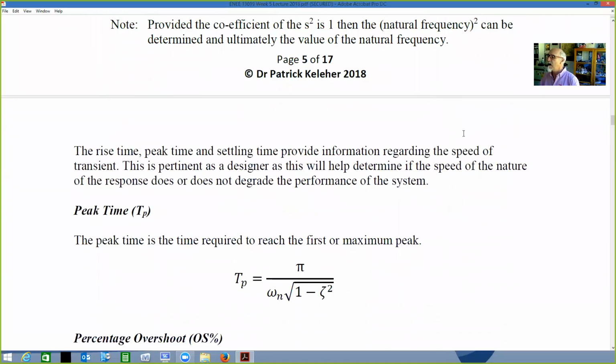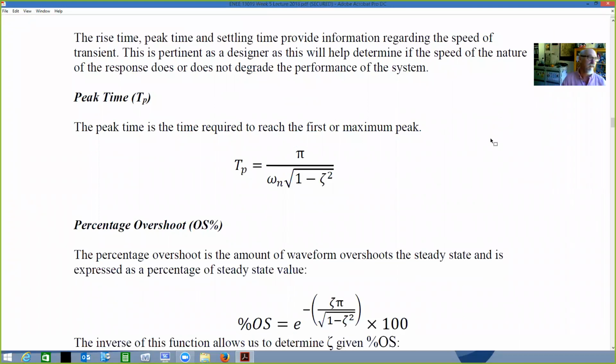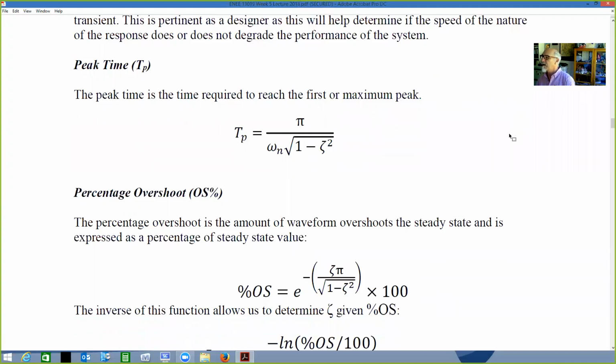Now, the rise time, peak time, and settling time provide information regarding the speed of the transient response. This is pertinent as a designer, as they will help determine if the speed of the response does or does not degrade the performance of the system. And again, all important when you're doing analysis or design, and when we start doing some problems. Like all things mathematical, you don't learn by reading about it, you learn by doing it. So the key thing is get in and do the problems, and you'll learn and understand much better.